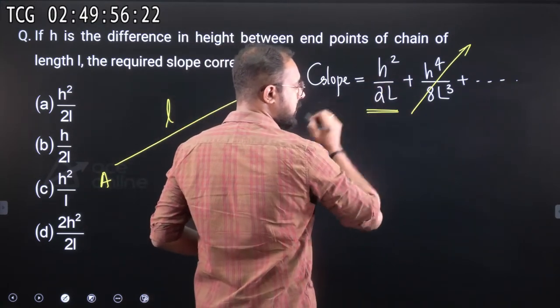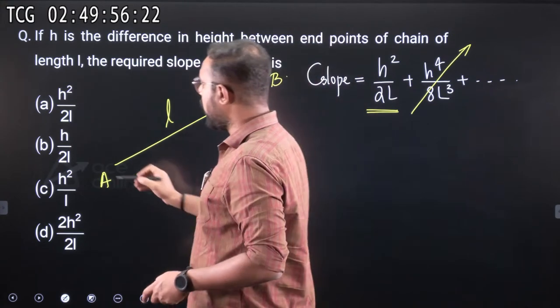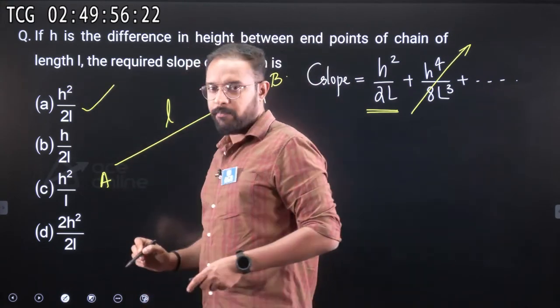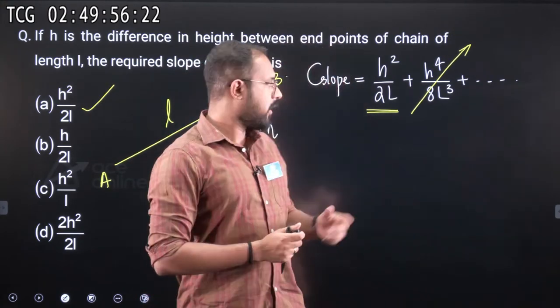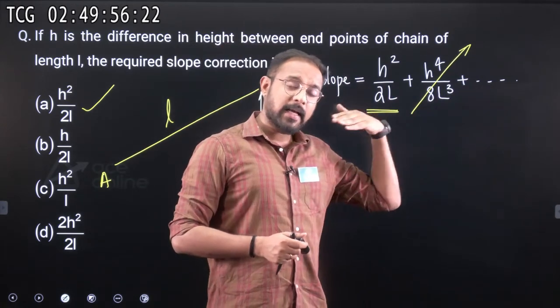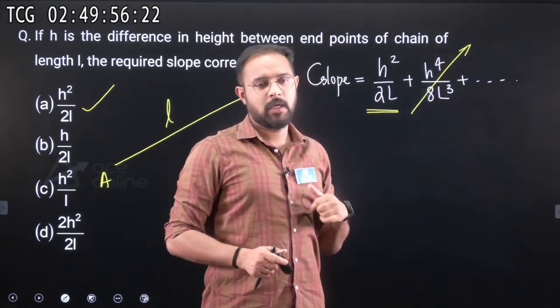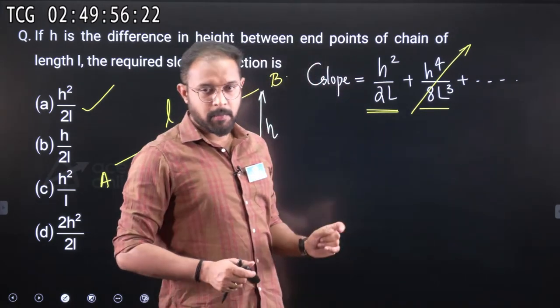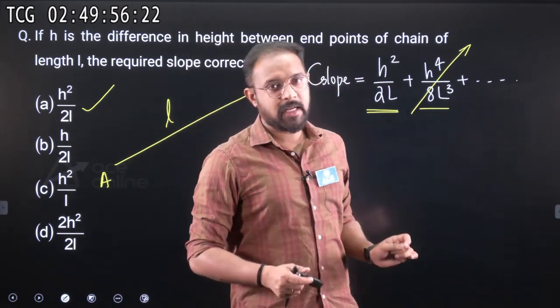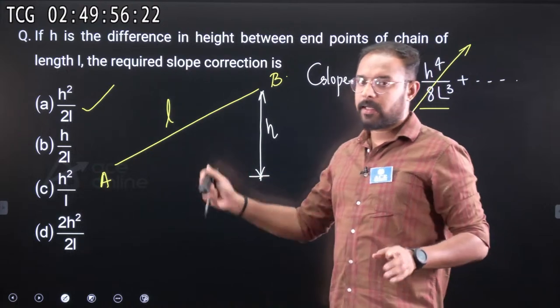So what is the equation for correction for slope? h square divided by 2l. So the correct option is option A. They may ask you questions like this: if higher powers are not neglected, the correction for slope will increase by how much? Will increase by this factor. Remember, correction for slope is always a negative correction. So they are only asking you the formula, just select the option.